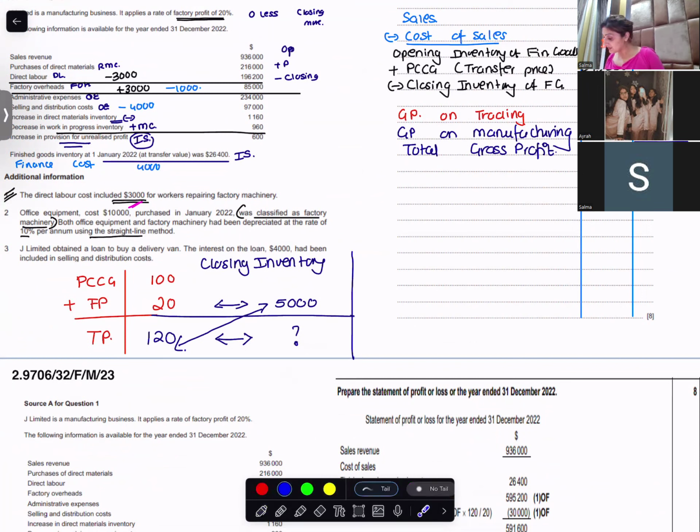But have we earned the factory profit included in this? No. We have not earned the factory profit included in the closing inventory, which is included in our total gross profit. So we will have to remove the factory profit included in the closing inventory. So we'll have to remove 5,000.